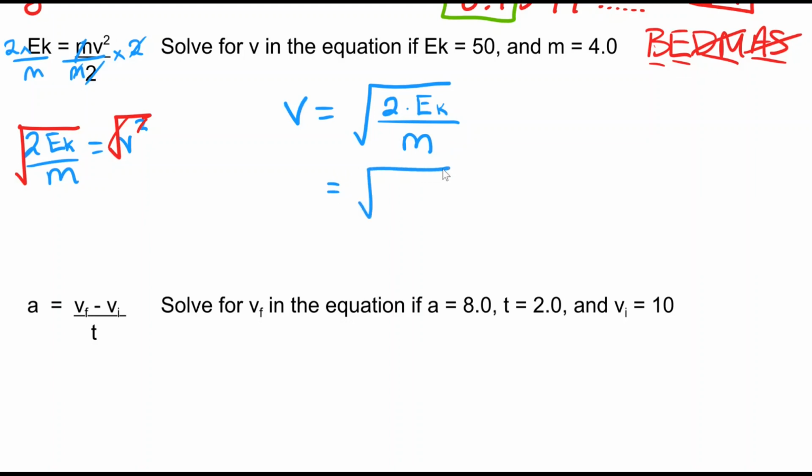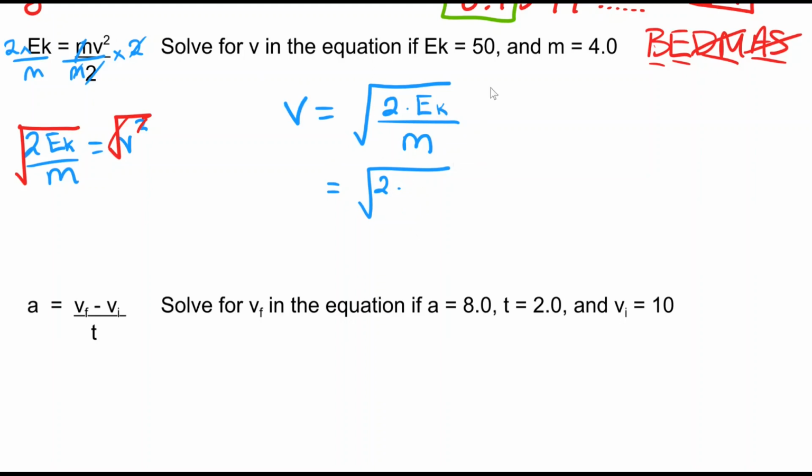Holy guacamole. Don't worry about it today. We're just getting used to rearranging equations. We're going to get lots of practice with this later on in the semester, okay? This is a particularly complicated equation. This is one of the most complicated.